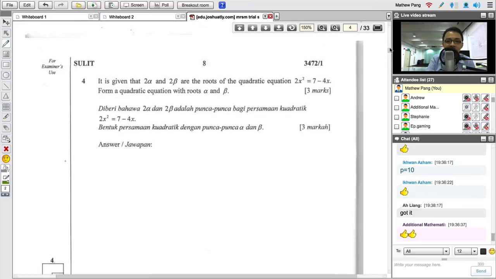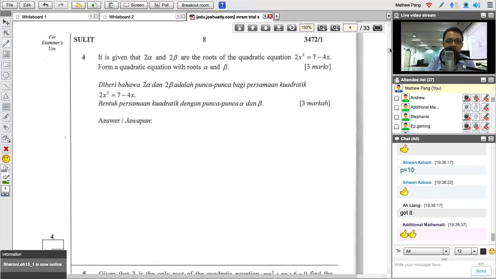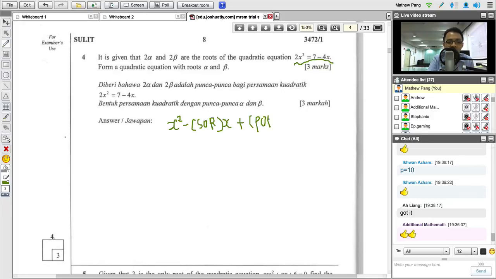Number 4 over here, he says 2 alpha and 2 beta are the roots of the quadratic for this one. Then he asks you to form the quadratic equation with alpha and beta. So first we're going to change this into this formula first: x squared minus sum of roots x plus product of roots equals 0. So now my objective is to change this equation into this pattern.